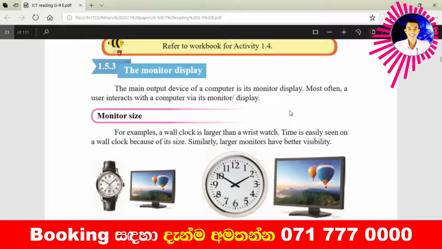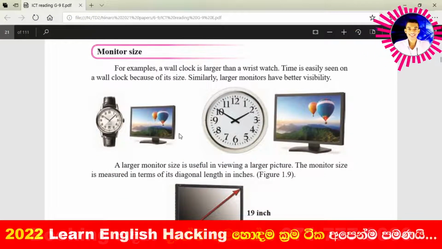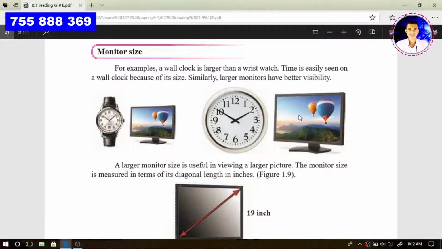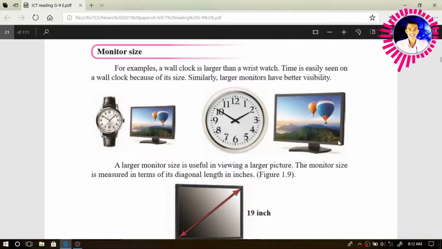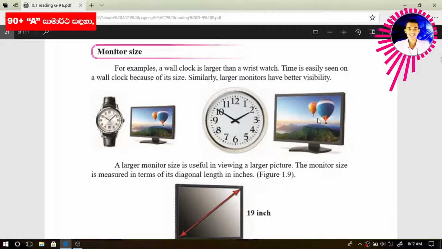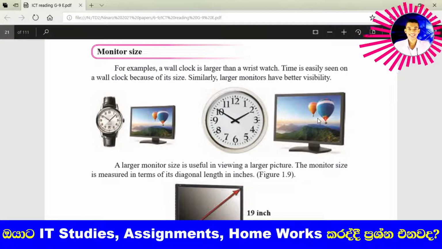Actually, we can use a monitor to get the display output. Through the display we can see the output of the computer. It can be an ebook, it can be a video, it can be any other process. We can use the monitor to view video or any other output.